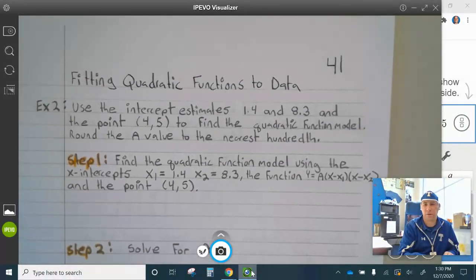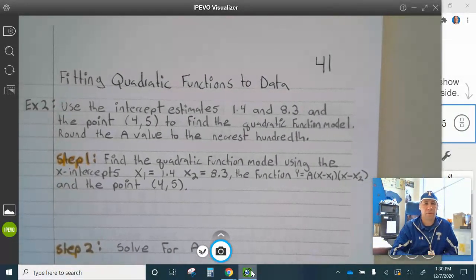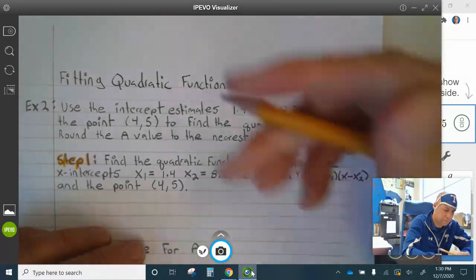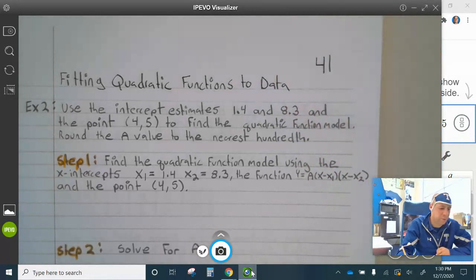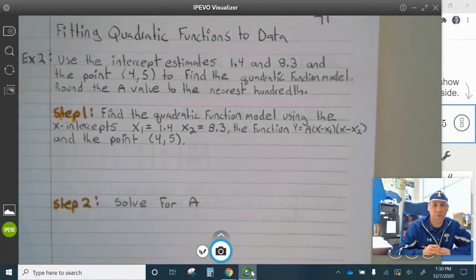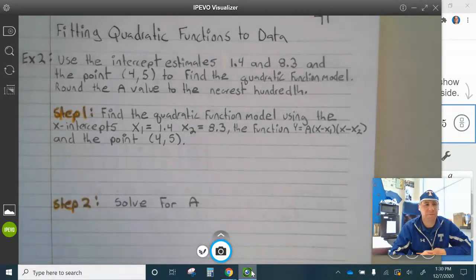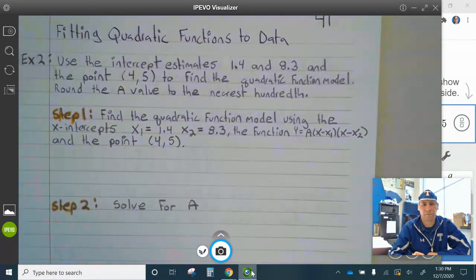All right, example 2. Fitting quadratic functions to data. Use the intercept estimates 1.4 and 8.3 and the point (4, 5) to find the quadratic function model. Round the a value to the nearest hundredth. Step 1. Find the quadratic model using the x-intercepts. x1 equals 1.4, x2 equals 8.3. The function is y equals a(x minus x1)(x minus x2), and the point (4, 5).